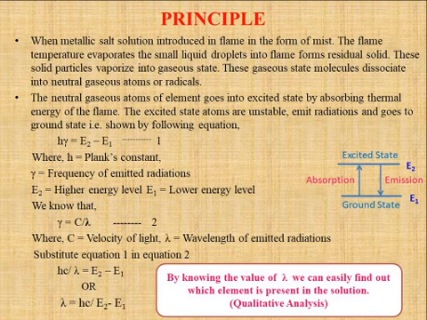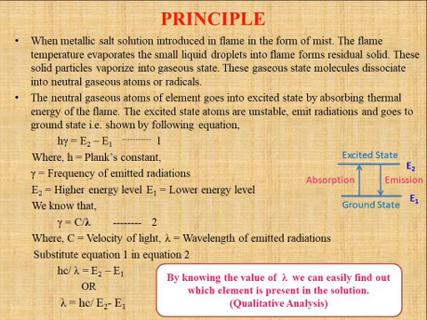The diagram clearly shows that E1 means the ground state atom, the neutral gaseous atoms, and when they absorb thermal energy from the flame, they go to the excited state, that is absorption. That excited state is very unstable, so the atoms go back to the ground state, but during that movement there is emission of some radiations, and that is measured in terms of h nu. So h nu is nothing but the difference between E2 minus E1.